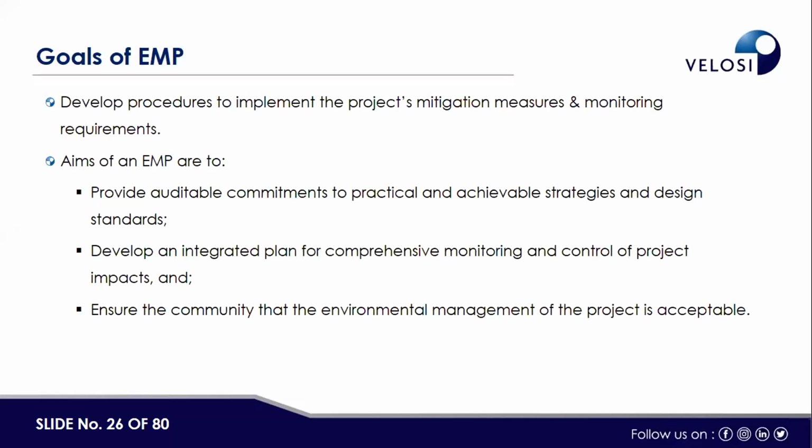And then we have to develop a plan. I will explain in the later stage or in the slides what the integrated plans required for the comprehensive monitoring and control of the project impact are. First we have to identify the impacts related to that particular project, and then accordingly we have to develop some plans to control those impacts. For example, if we have identified an air quality impact, then we have to give an air quality control plan, so that all the mitigation measures can be incorporated in the plan and implemented during the project stage. So in this one EMP, we have to develop a plan for comprehensive monitoring and control of project impacts, and then ensure the community that the environmental management of the project is acceptable.